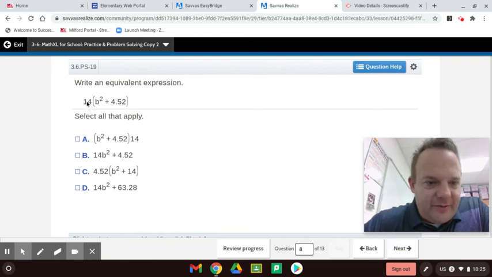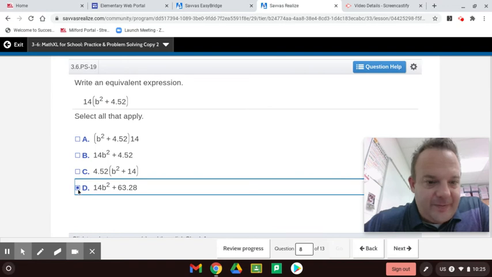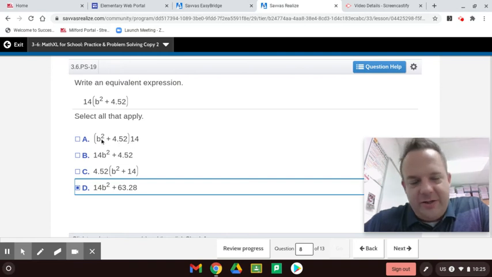Ooh, look at this one. 14 times b squared is 14b squared. And 14 times 4.52 is, I'm assuming, 63.28. And now they just switched. Yeah, this one. Instead of having the 14 here, they put it here, which you can do.